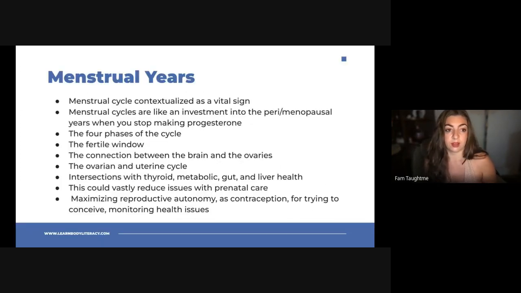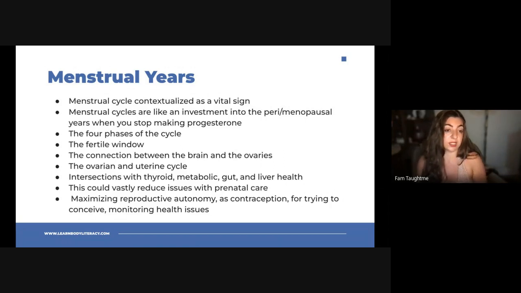So let's talk about the menstrual years for a moment. The menstrual cycle in a body literacy framework would be contextualized as a vital sign. It would be taught as an investment into your later years. So the years when you make progesterone, when you're menstruating, are like an investment into your perimenopause and menopausal years because you stop making progesterone later in life. So it maintains your health for longevity purposes.